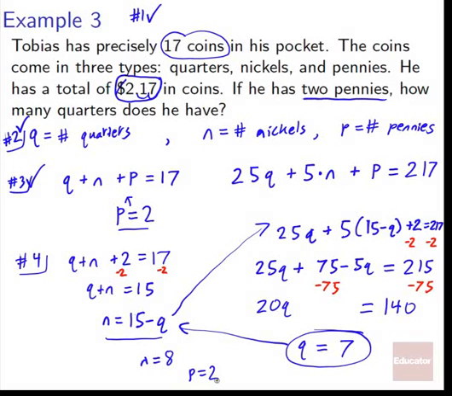Is 7 times 25 plus 5 times 8 plus 2 equal to 217? Yes, it winds up being that that does check out. If we multiply the number of each coin by what it's worth, and 7 plus 8 plus 2 equals 17. So everything checks out. Our answer makes sense. Q equals 7.